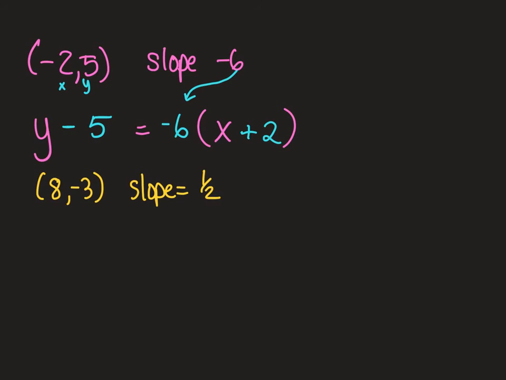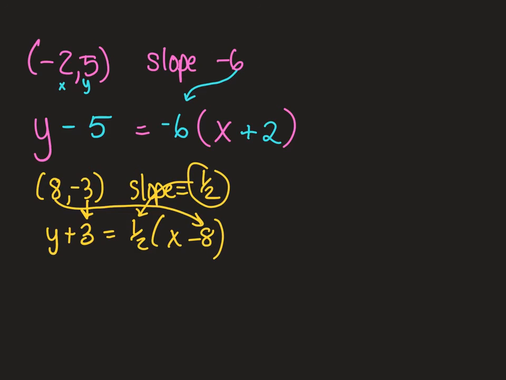Okay, try this one on your own. Push pause, then hit play and see if you're right. Y plus 3 is equal to 1/2 times x minus 8. The negative 3 goes right here, but he changes signs. The 8 goes back here, but he changes signs. And the slope is in front, and it's just the slope.